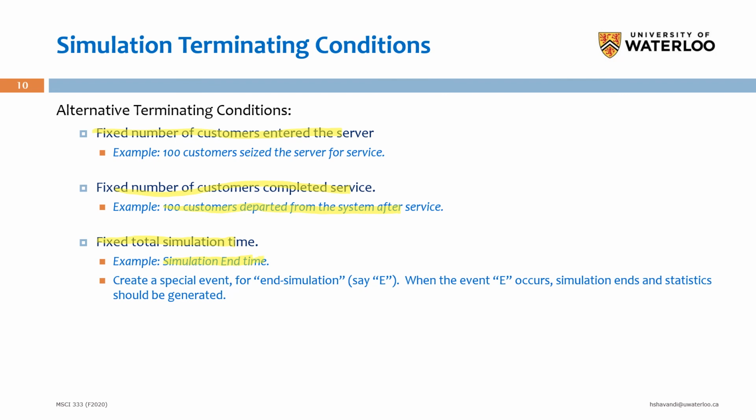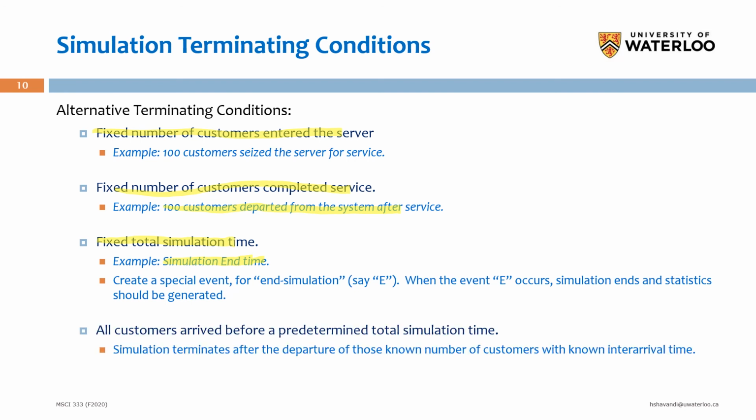Usually in discrete event simulation, we consider this criterion: we run the simulation for a predetermined time length. This is the one mostly used in discrete event simulations. Another alternative is that all customers arrive before a predetermined total simulation time. These are the alternatives for simulation terminating conditions, but usually for DES, we consider the fixed total simulation time.